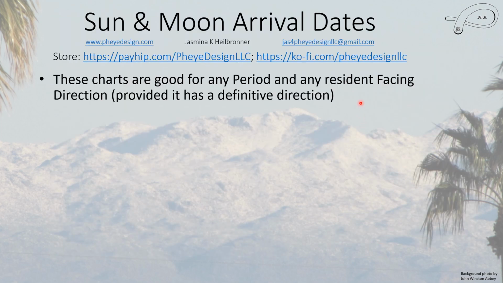Now these, like I said, are good for any period that we're living in, any period of the house, and any facing direction. But it does have to have a definitive facing direction. It can't be right between two of the subsectors on the Earth plate. You have to know what direction it faces. And of course, I'm a believer this has to do with true north, not what your compass reads, because that changes over time.